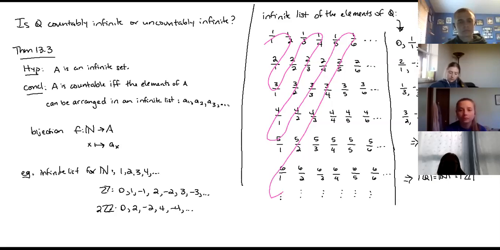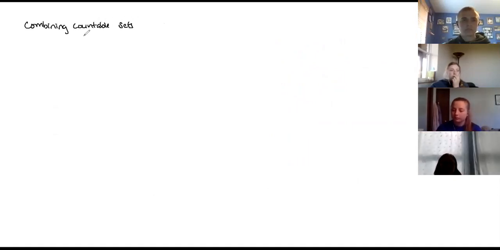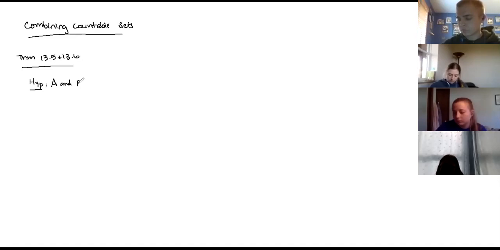So first of all, combining sets. This is our first one. Combining countable sets. So we have a theorem that tells us what happens when we combine countable sets in a couple different ways. I'm combining two theorems here, 13.5 and 13.6. We're not going to prove these. We're just writing them down so you have the results. So my hypotheses are that A and B are countably infinite. So A and B are going to be countably infinite sets.